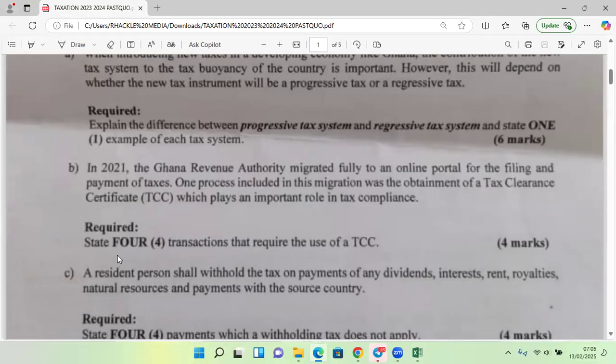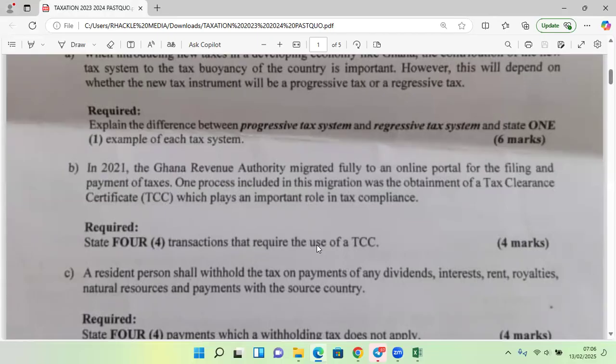B part of the question is saying we should state 4 transactions that require the use of a TCC, which is a tax clearance certificate. So B, in 2021, the Ghana Revenue Authority migrated fully to an online portal for the filing and payment of taxes. One process included in this migration was the obtaining of a tax clearance certificate, which plays an important role in tax compliance. And then they are saying we should state 4 transactions that require the use of tax clearance certificate.